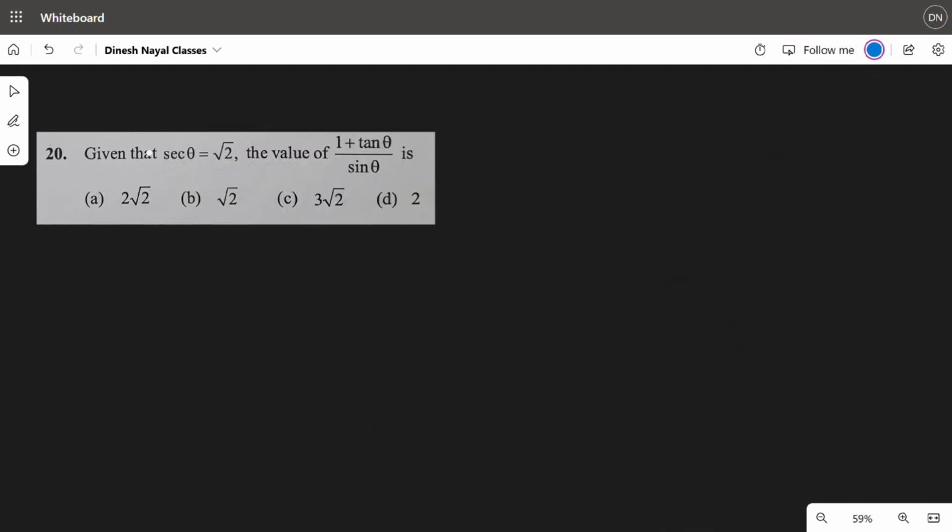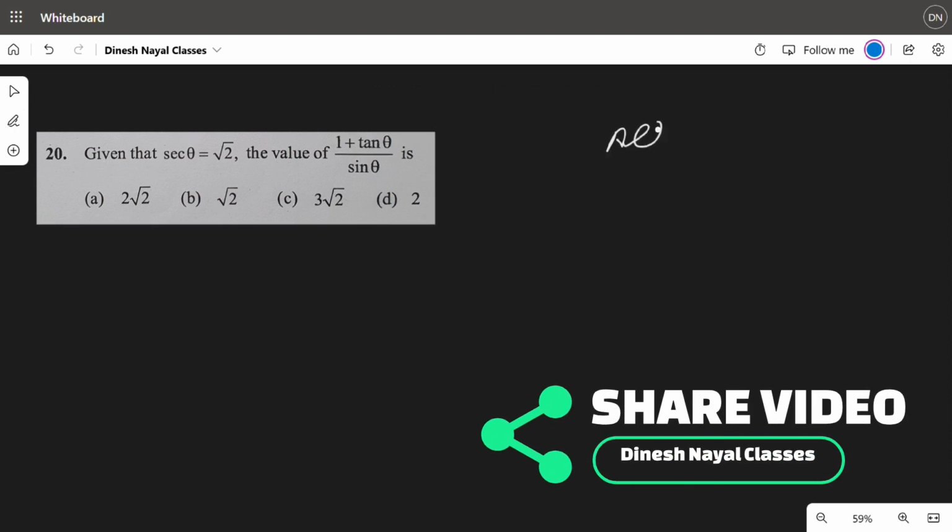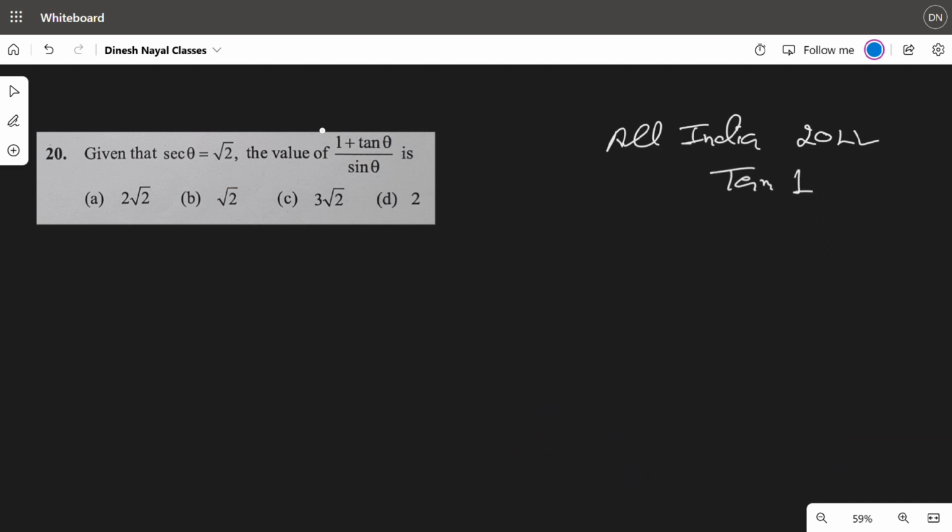So now our next question is question number 20. This is from All India 2022, Term 1, and this was from Section A. This is a 1 mark question.